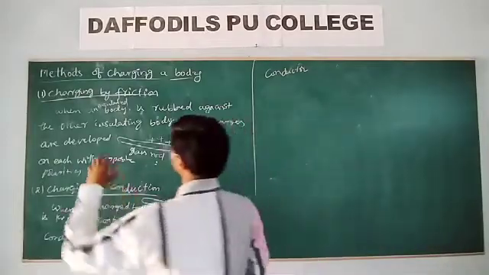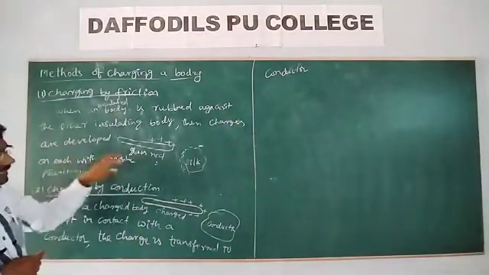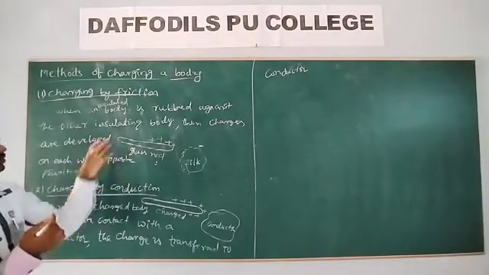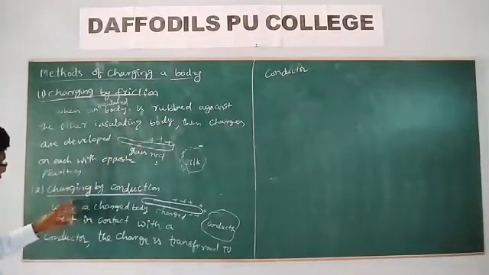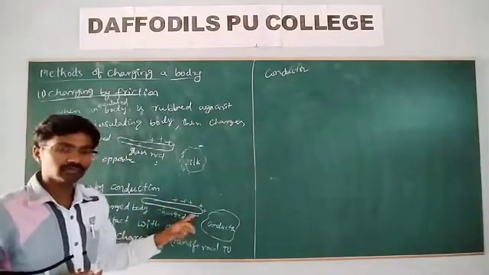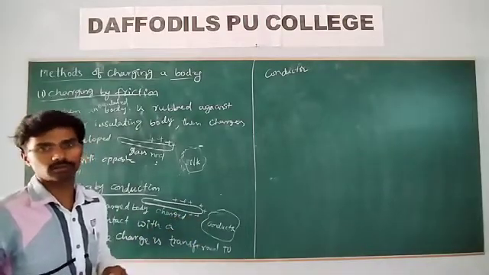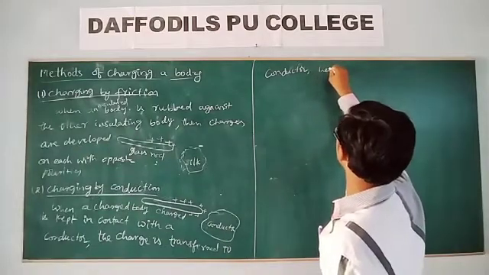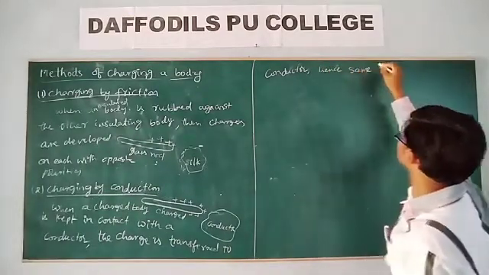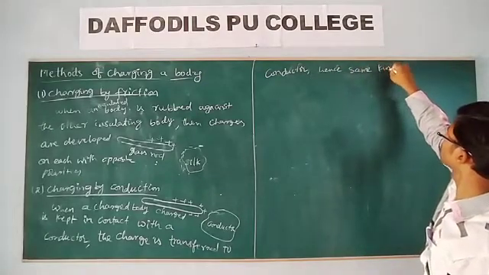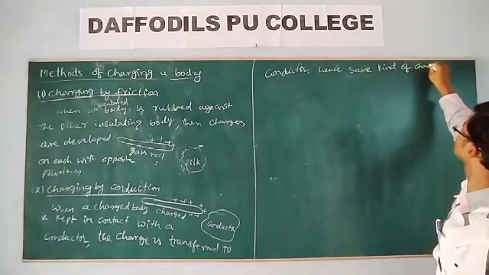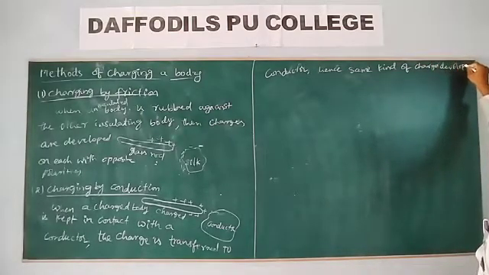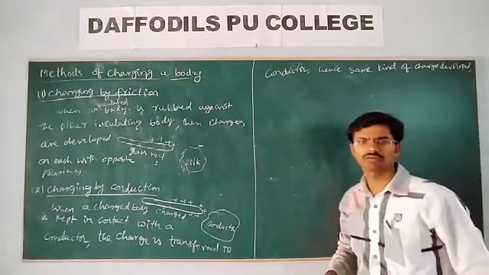Now you can observe one thing: charging by friction leads to attraction. Even here, in charging by conduction, the same kind of charges are transferred to the conductor. Hence, the same kind of charge is developed onto the conductor. Same kind of charges are developed onto this.